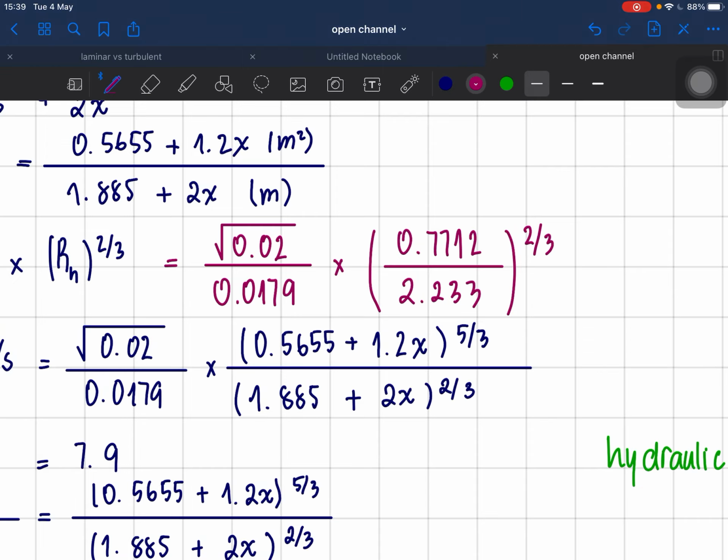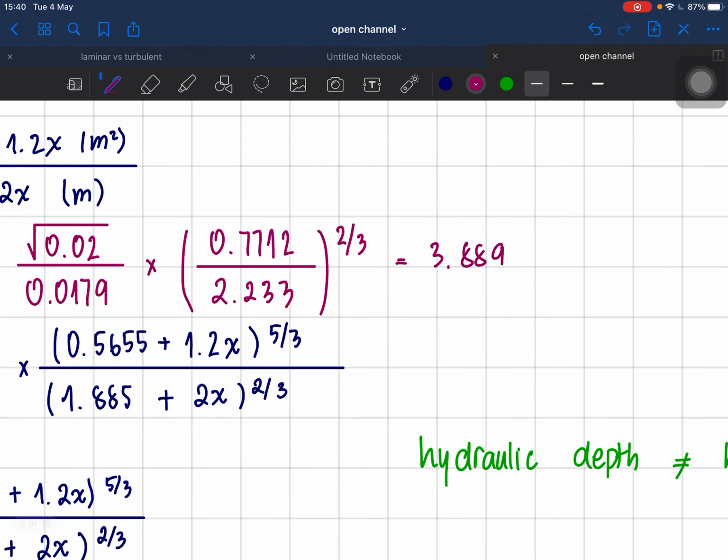So in this case, no. Square root of 0.02 over 0.0179 times 0.7712 over... not square yet. Can you guys tell me if there's something that I can do on screen and show the calculation at the same time, without downloading that expensive calculator? 3.889. What is this?